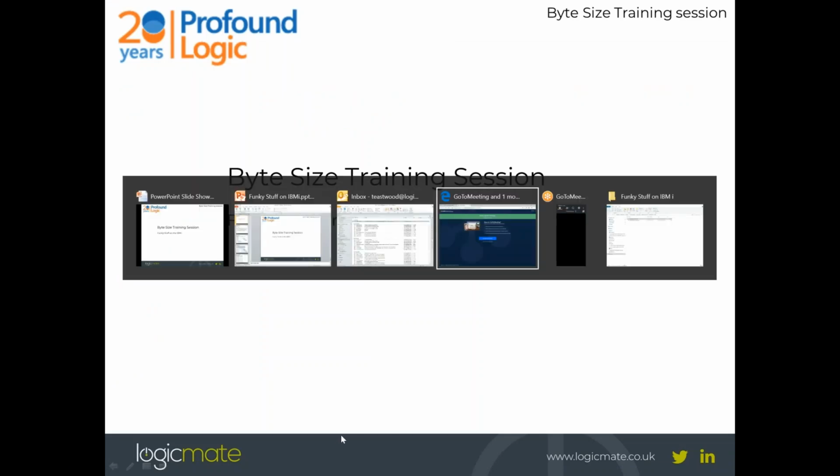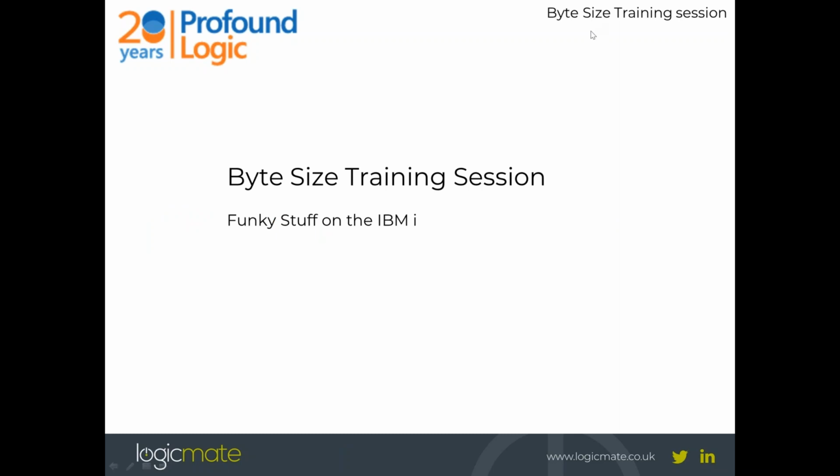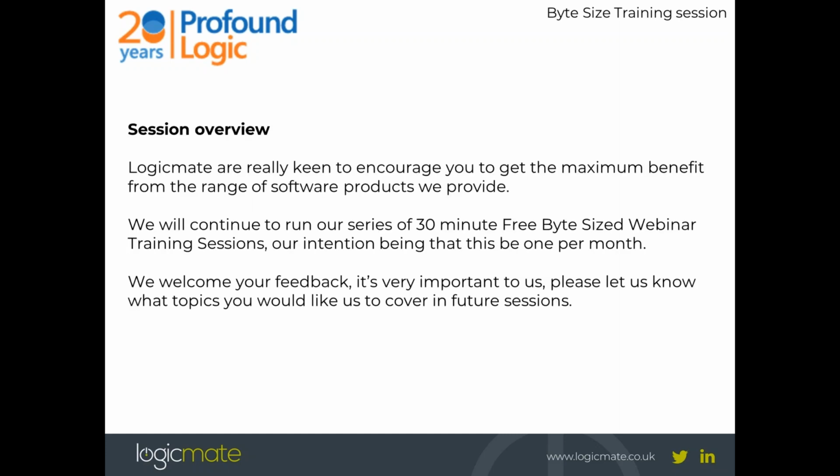Today we're going to talk about funky stuff on the IBM i. This is our regular bite-sized training session, and in this session we're going to provide some thought-provoking ideas for the things that you can do on the IBM i that maybe you think you haven't come across, or you think you might not be able to do with your existing skill sets. And we're going to show you, using browser technology, some of the things we can use to smarten up the output rather than the 5250 screen.